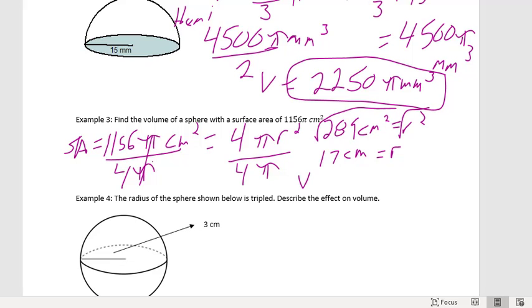Plug that into my equation for volume. 4/3 pi times 17 cubed. 17 cubed is a big number. Then multiply by 4 and divide by 3, and we end up getting 6,550.7 pi, and that's centimeters cubed.